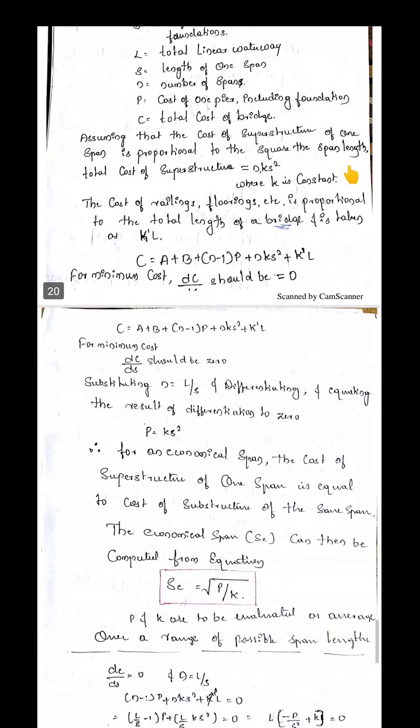So what is P? P is the cost of one pair, that is equal to K into S square. So what is K then here? K is a constant, and it is S square. Clear?